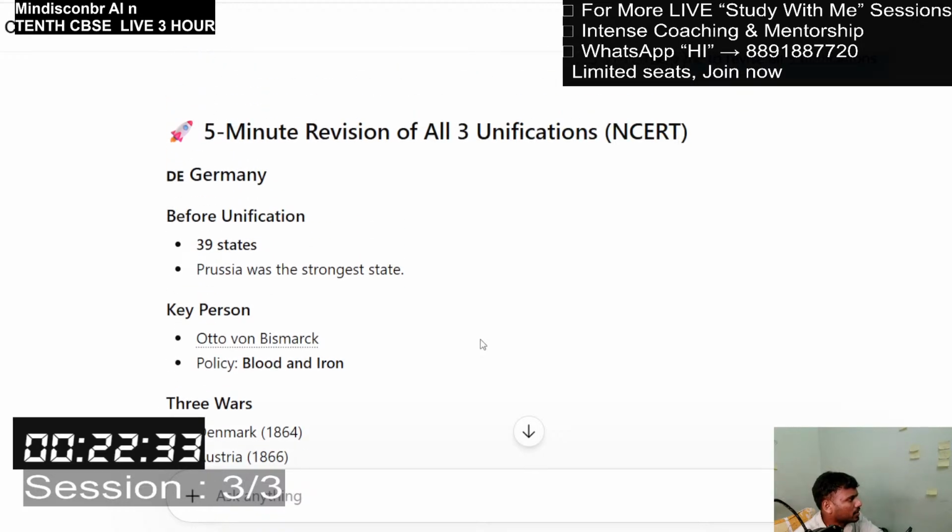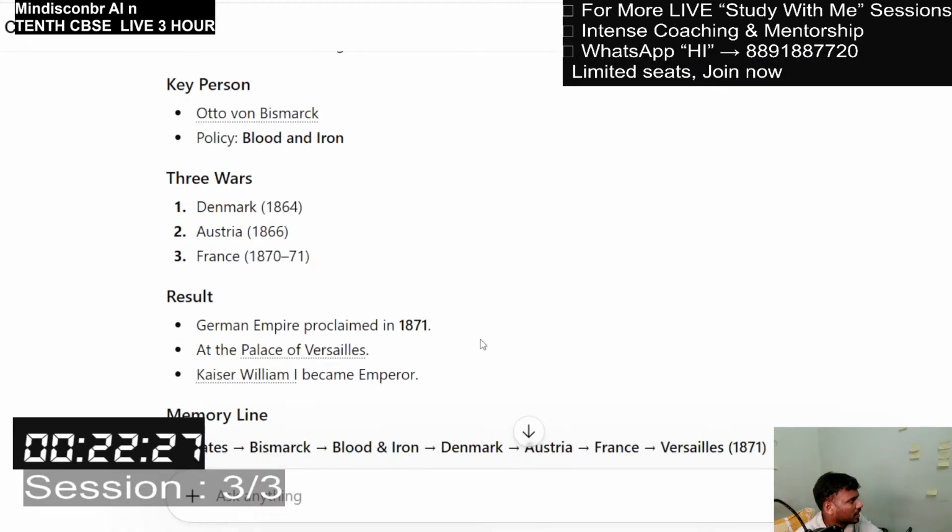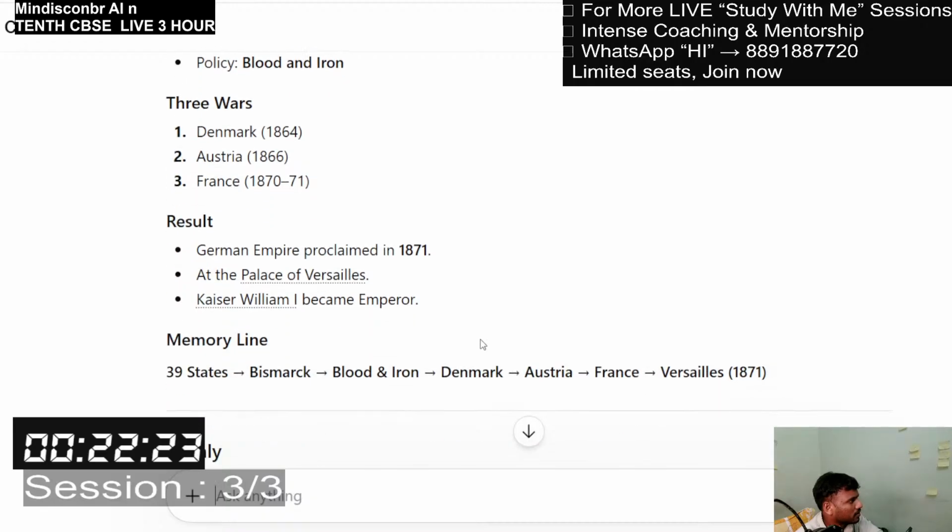German unification. 39 states. Prussia was the strongest state. Key person was Otto von Bismarck. Policy: blood and iron. Denmark 1864. Austria 1866. France 1870 to 1871.